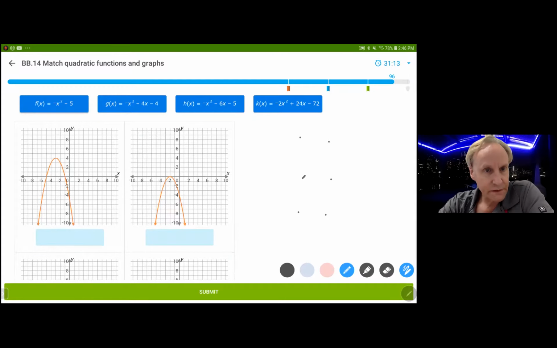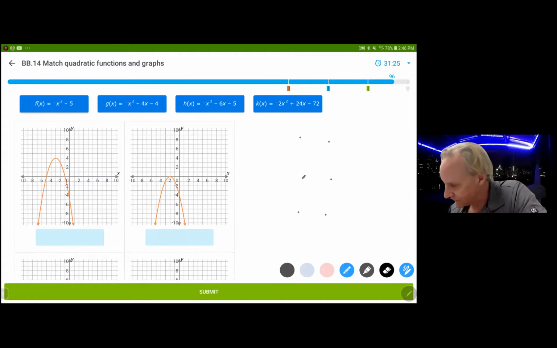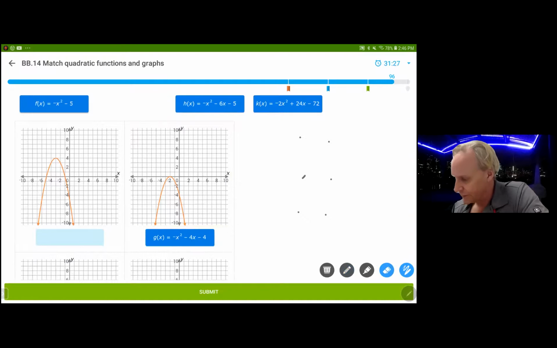G of x looks like a perfect square, x plus 2 quantity squared, with a negative in front of it. So that's this one right here. Let me just move him over here. Notice that zero, -2, 0 makes it a perfect square. If you take the negative out of this, you can see it's a perfect square.